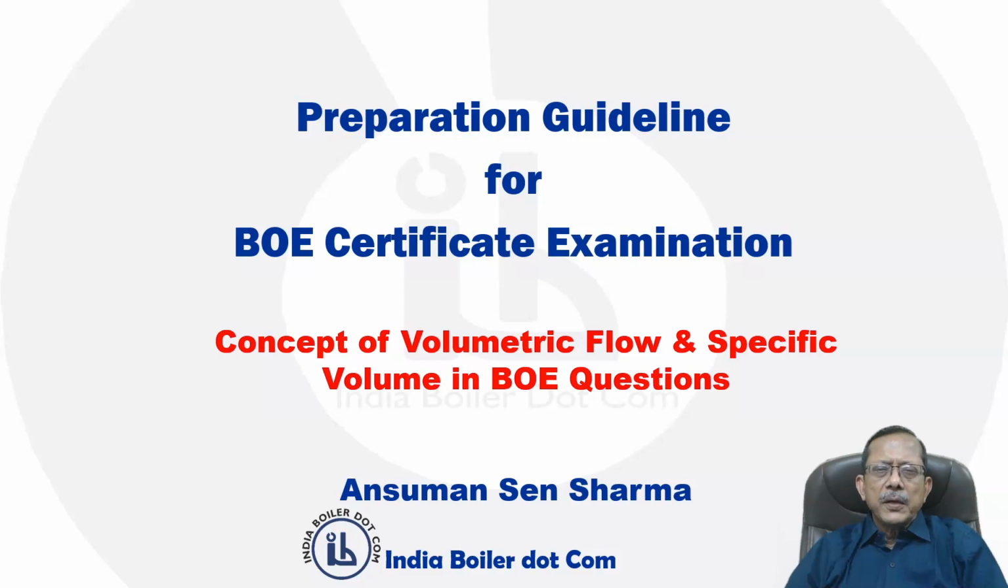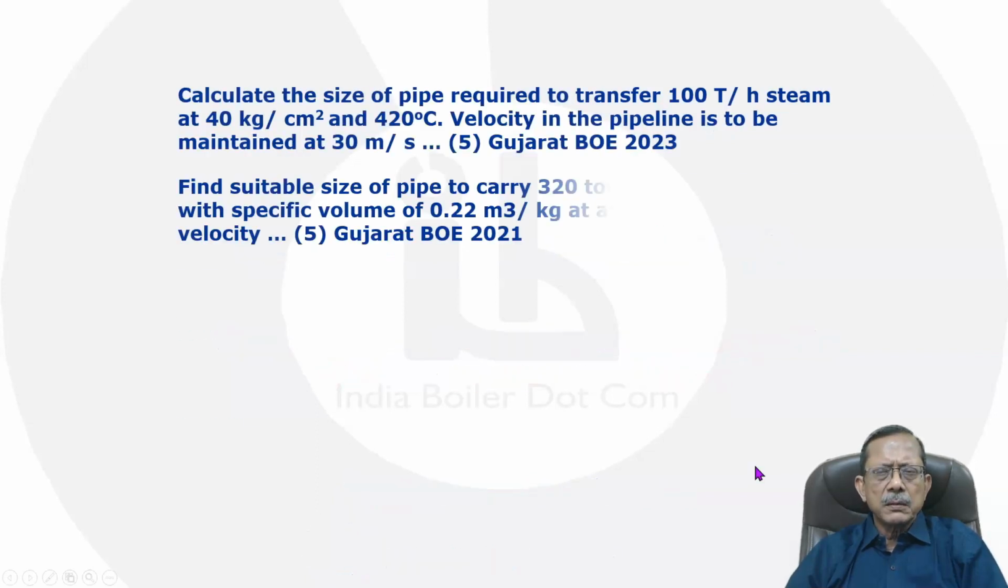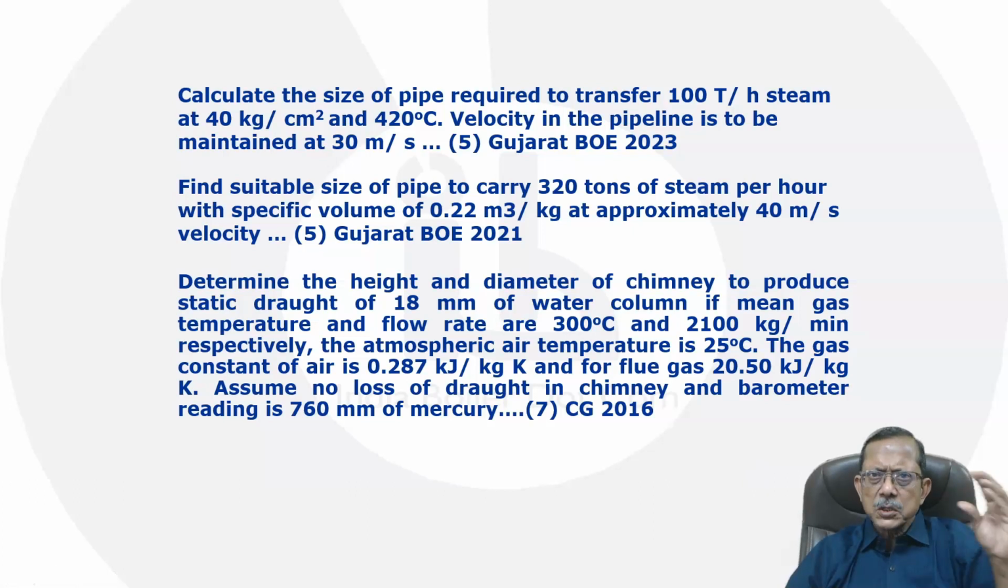In BOE examination, a number of numerical problems are being asked. If you see the questions, numerical problems of 5 marks, 7 marks, sometimes 10 marks, sometimes 15 marks are coming. And what we have seen during our training is that the majority of the candidates are facing a lot of difficulties in solving these numerical questions, right?